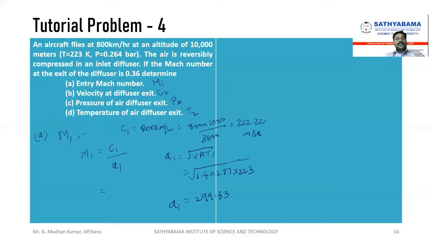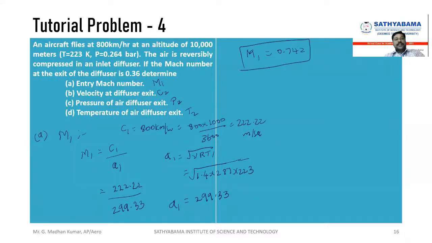So C1 by A1. Then what is your M1 now? What is the Mach number now? 0.742. So 0.742 is the entry Mach number we had estimated.